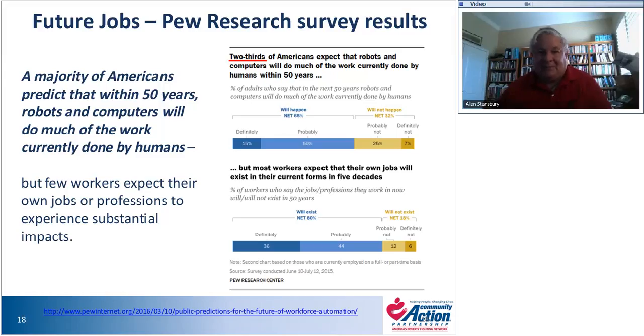Anyhow, these trends in automation are something that we just need to develop a much better understanding of on an occupation by occupation basis. So let's go on to the next slide.